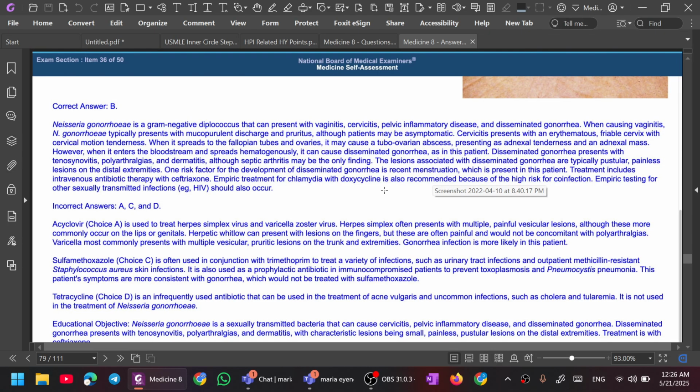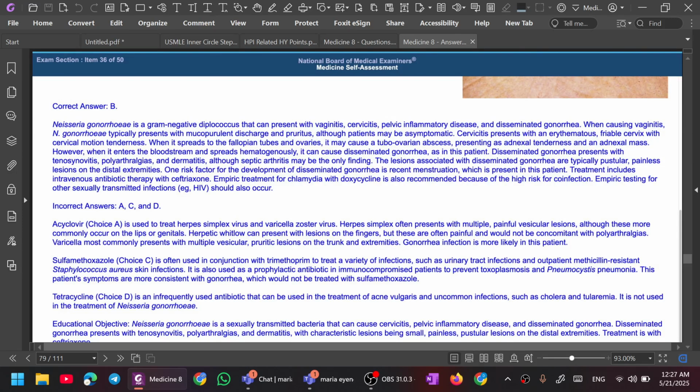Disseminated gonorrhea presents with tenosynovitis, polyarthralgias, and dermatitis, although septic arthritis may be the only finding. The lesions associated with disseminated gonorrhea are typically pustular, painless lesions on the distal extremities. One risk factor for the development of disseminated disease is recent menstruation, which is present in this patient. Treatment includes IV antibiotics with ceftriaxone. Empiric treatment for chlamydia with doxycycline is also recommended because of co-infection. Empiric testing for other STIs should also occur.